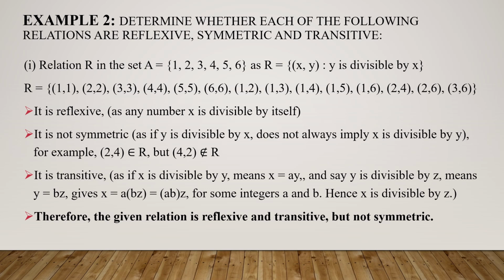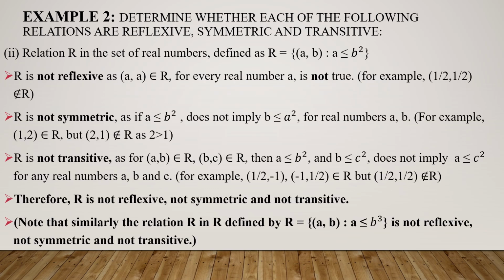So this relation is transitive. Remember, this can be defined on any set of numbers. If I am extending this set 1 to 6 to any 1 to n, then this relation will always be reflexive and transitive but not symmetric. Correct? Therefore, the given relation is reflexive and transitive but not symmetric.